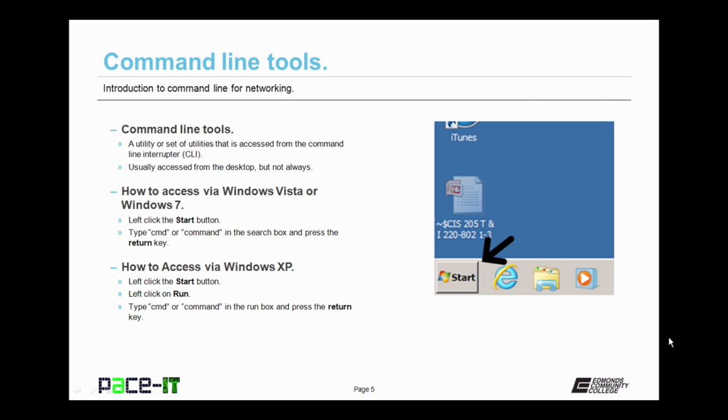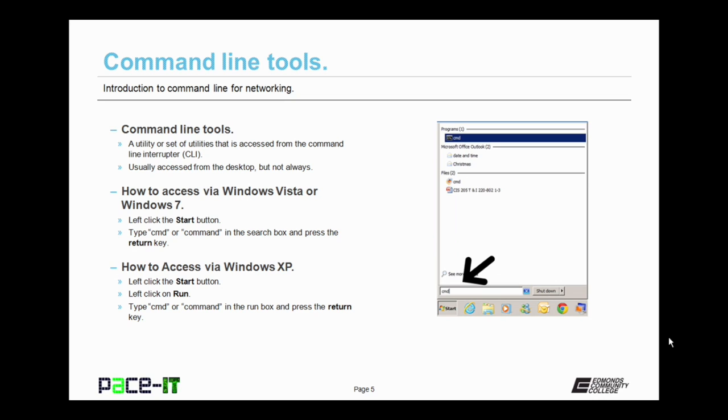Command line tools are a utility or a set of utilities that are accessed from the command line interpreter. Usually, they are accessed from the desktop, but not always. To access them in Vista, you click on Start, and then in the Run box, you type Command or CMD. In Windows XP, you click on the Start button, then you click on Run, and then you can enter CMD or Command to get access to the command line.